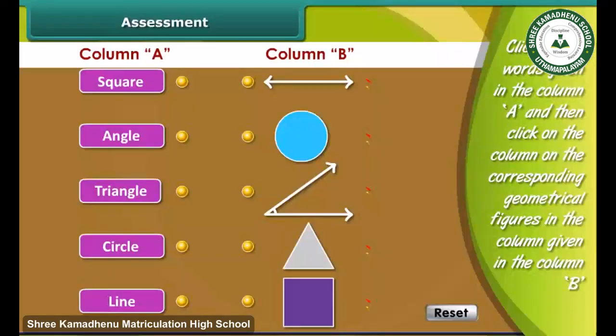Click on the words given in the column A and then click on the corresponding geometrical figures given in the column B.